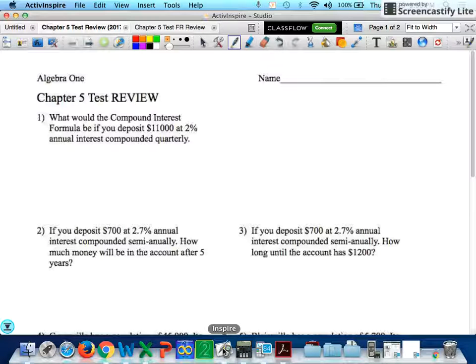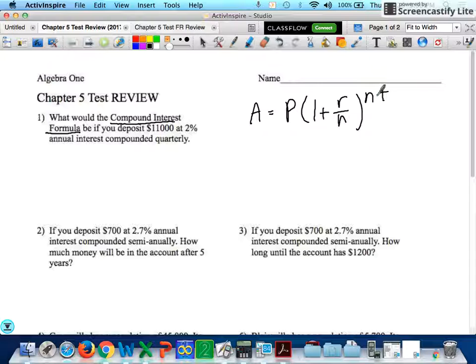This is the first video of the Chapter 5 test review. Starting out here with number 1, all it asks for is us to find what the compound interest formula would be. Well, I know that formula is A equals P times (1 plus r over n) raised to the nt power. Okay? So that'll be given to you on the test. You'll have it either written on the test or on the formula sheet.